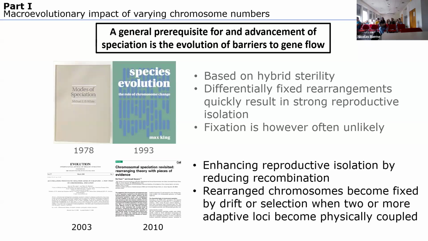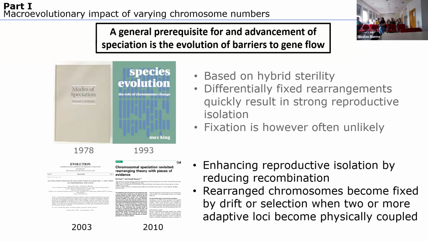That's why more recent takes of this theory suggest that rearrangements can actually lead to reducing recombination locally in the genome and through time lead to speciation. In this case, rearranged chromosomes would eventually become fixed either by drift or through selection by, for example, fusing together chromosomes with different adaptive loci.